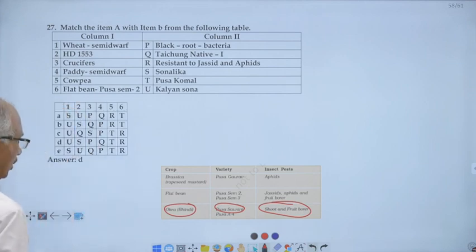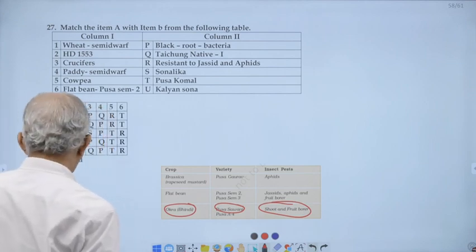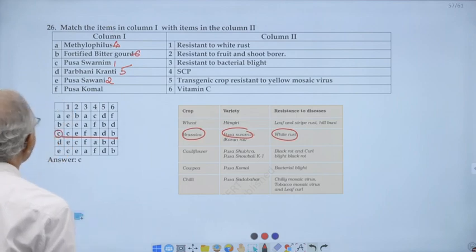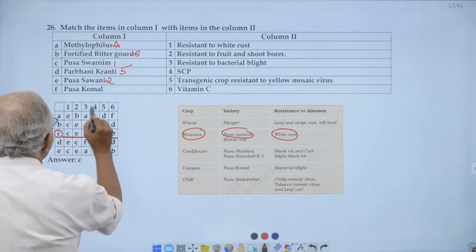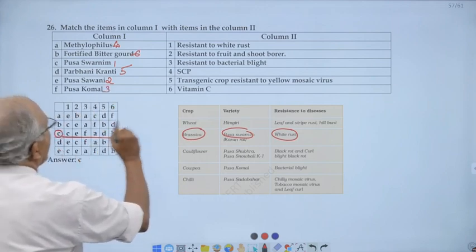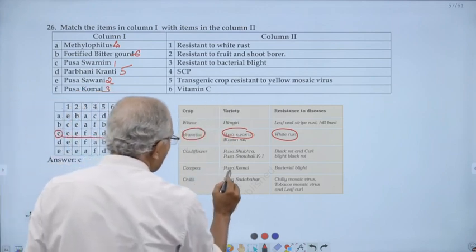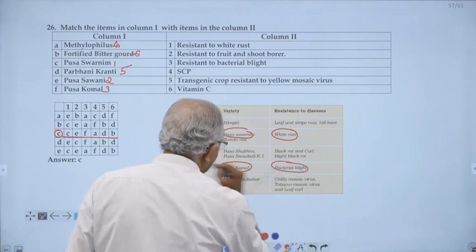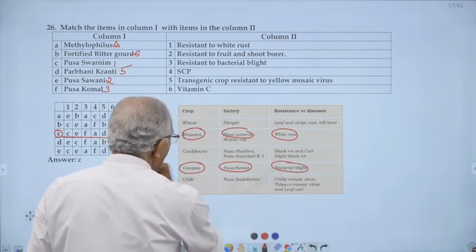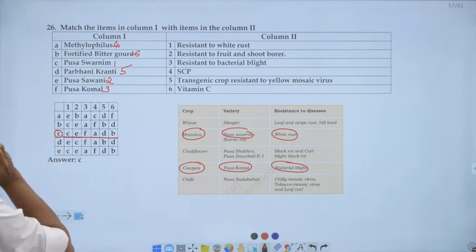Pusa Sawani. Next, the last one, Pusa Komal, can be matched with 3. Resistant to bacterial blight. It is in cowpea. So answer is C.